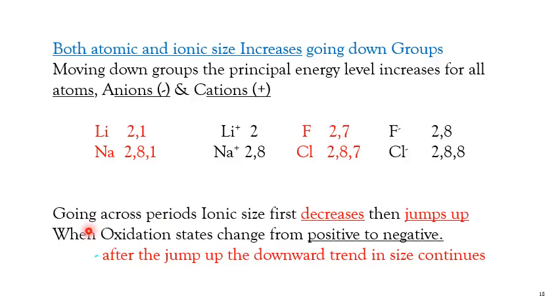And going across a period, the ionic size first decreases and then jumps up when the oxidation state changes from positive to negative. That means when the metal to non-metal change happens. So after the jump, the downward trend in size continues. That means from left to right, the size decreases.